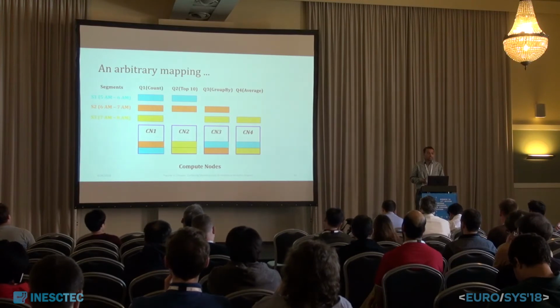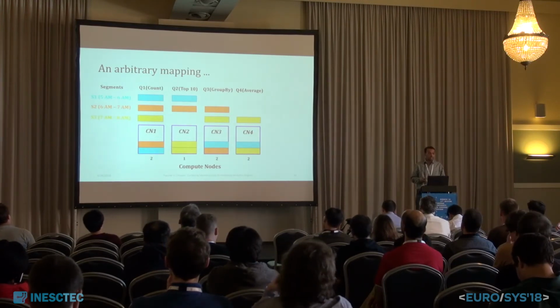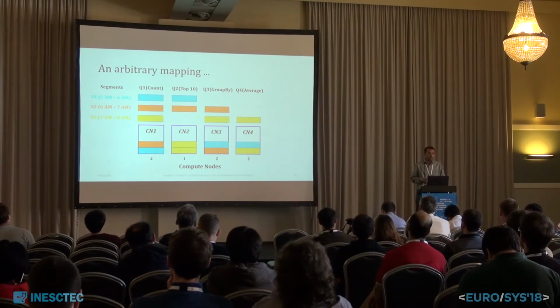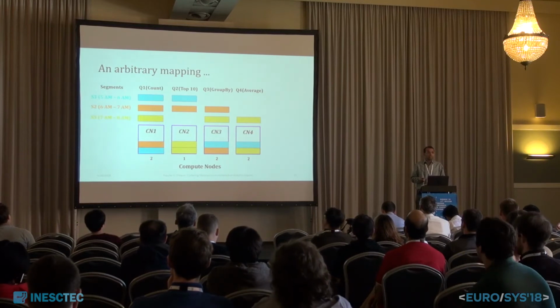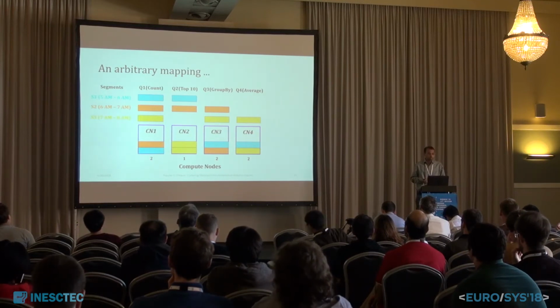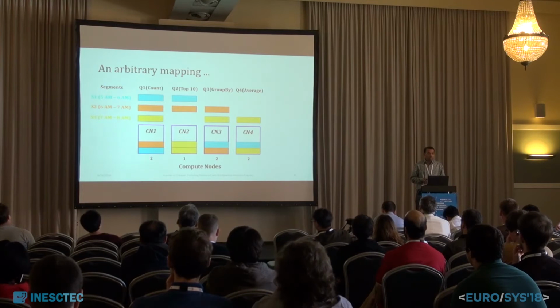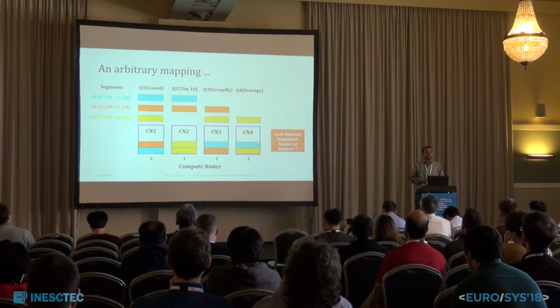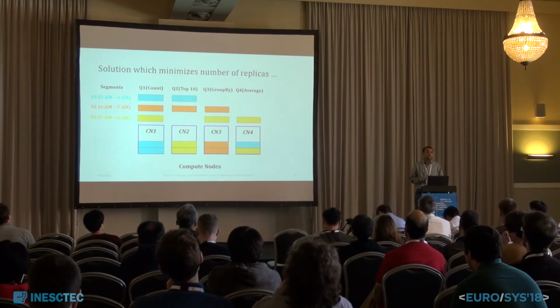The number of replicas that each node has, for CN1, this is 2 because there is 1 block of orange color and the other with blue. For CN2, this is 1 because you have both the blocks of color yellow. So the total number of replicas required in this mapping is 7. The solution which minimizes the number of replicas is this one, and here the total number of replicas is 5.